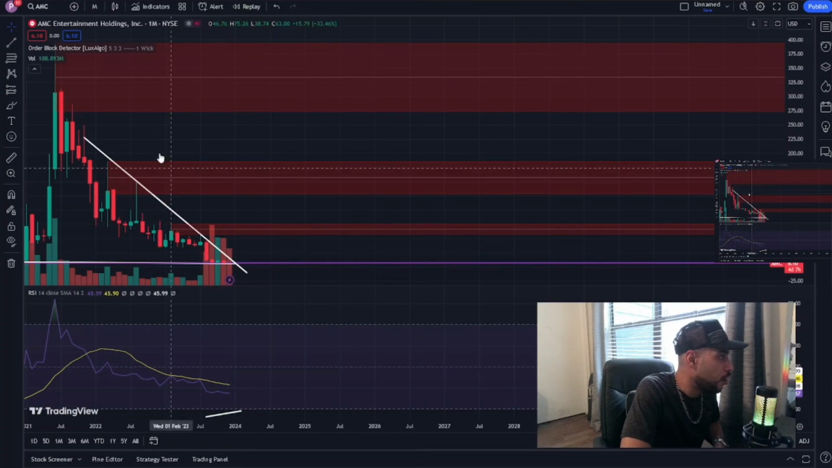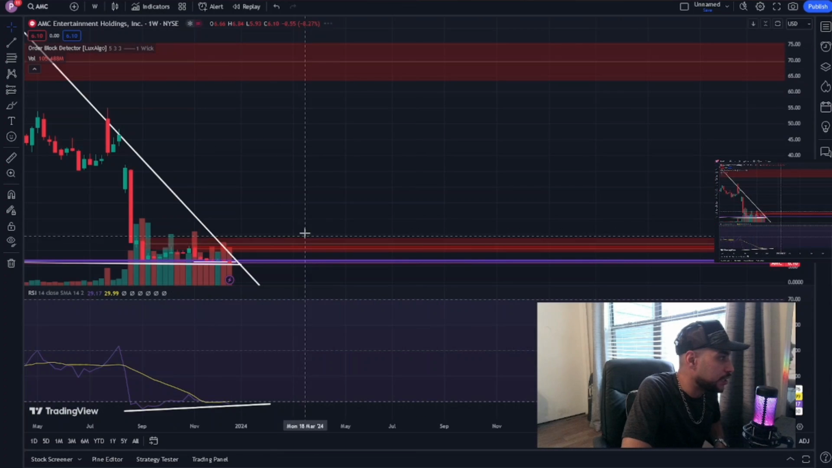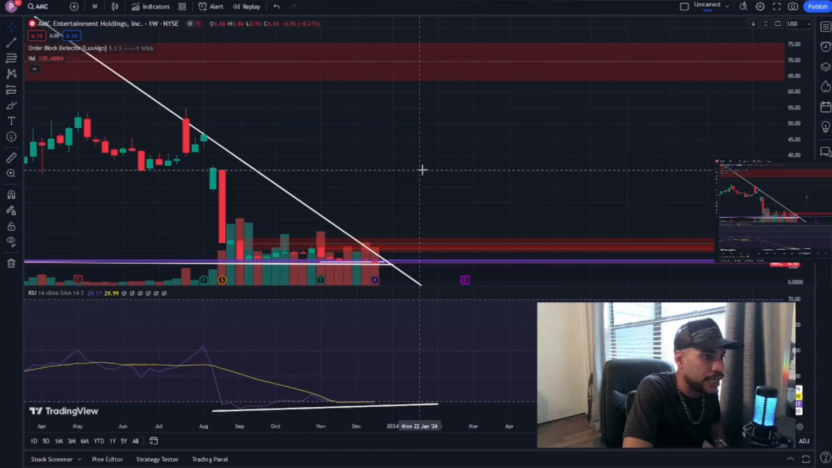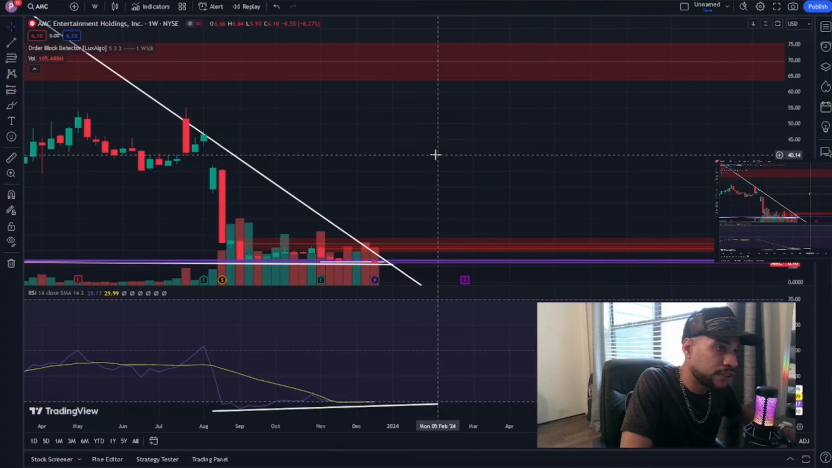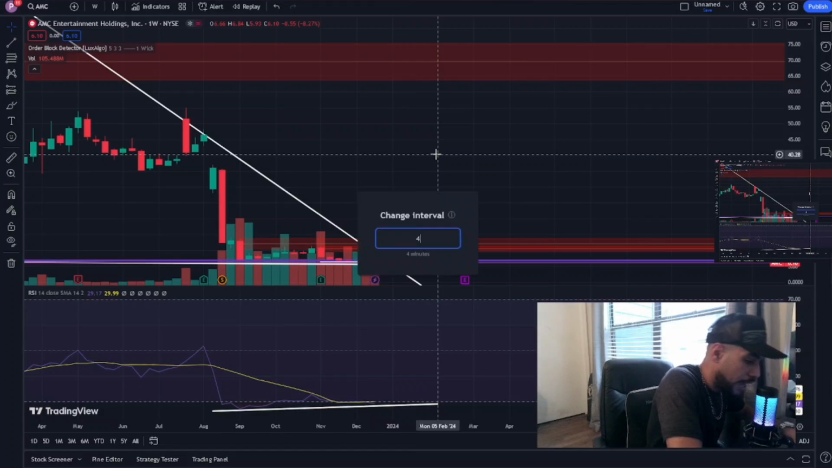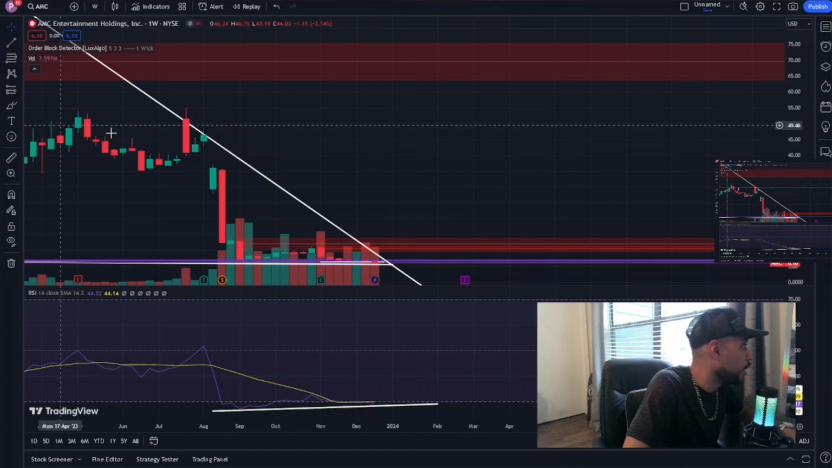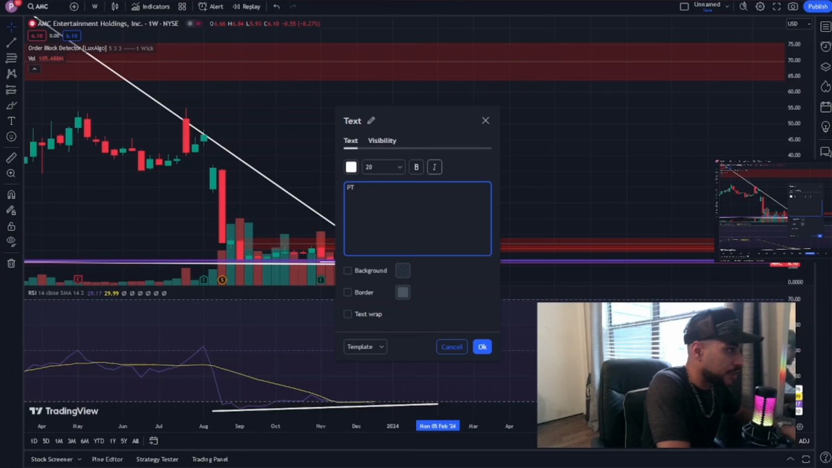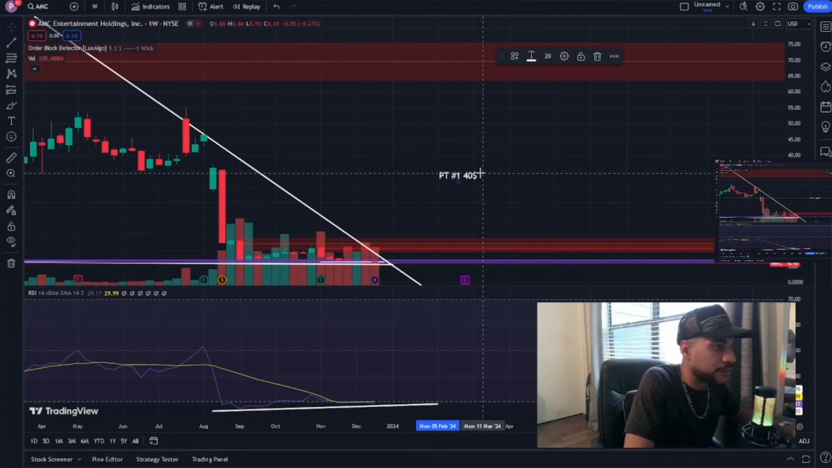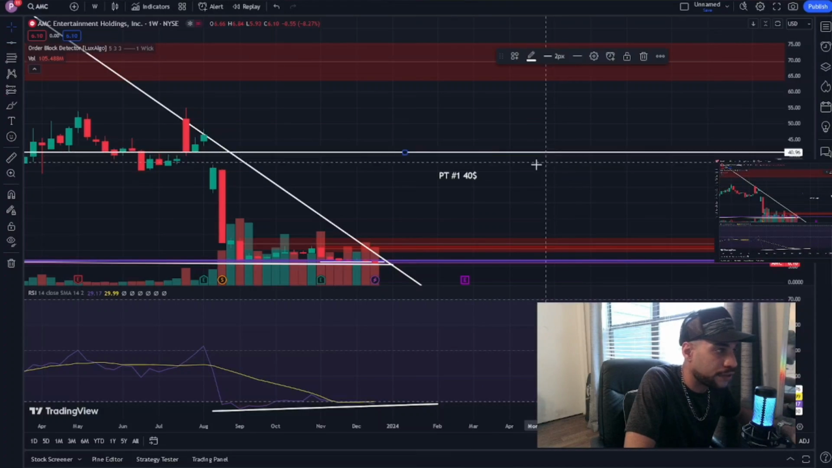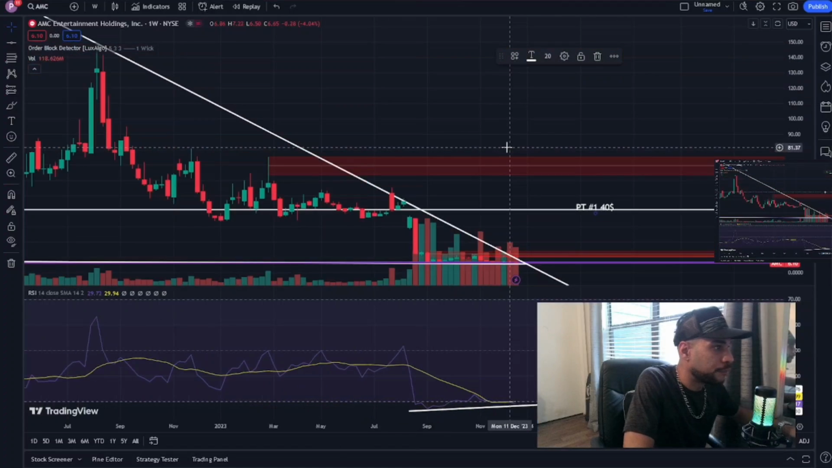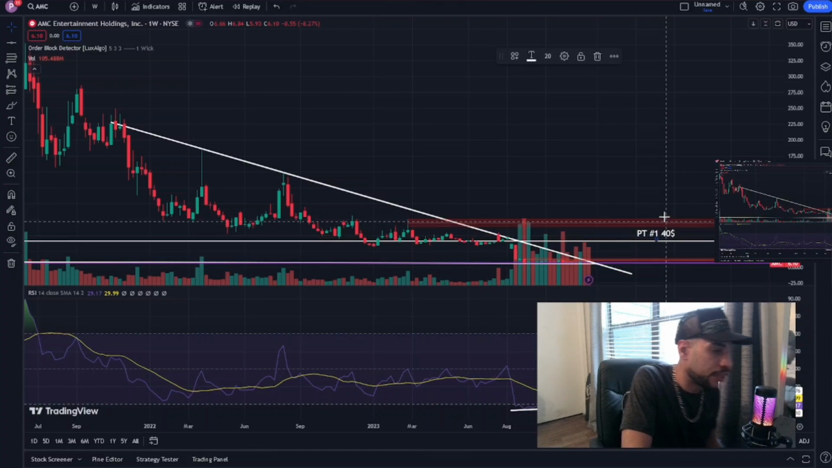So our first price target for AMC is going to be those gap fills at about $37 to $43. To make it easy, we're going to put the first price target at $40 for AMC. We're just going to type PT, which means price target number one, $40 for AMC, based off of the gap fills at $33, $37, and $43.